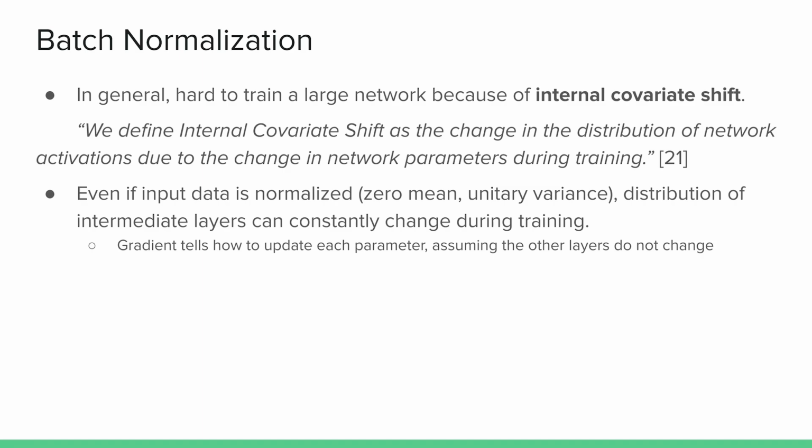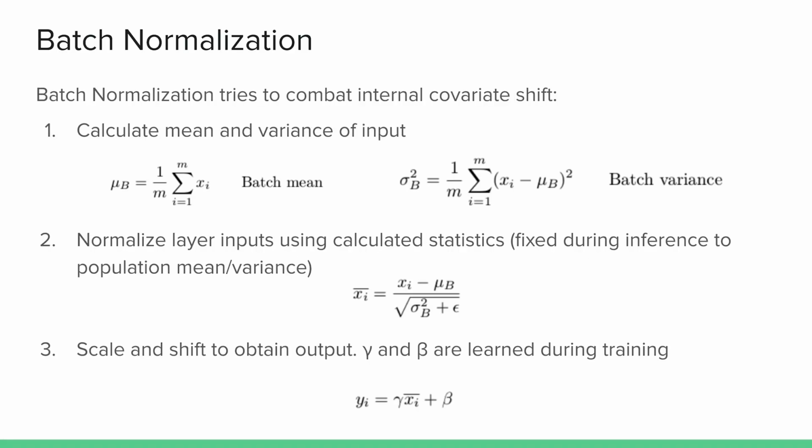Batch normalization initially came across this problem and thought, well, we can then normalize our layers. So what you do is that you think, okay, let's try to combat this internal covariate shift by calculating the mean and the variance of the input. And then we normalize our layer inputs with some calculated statistics that we compute during training and fix during inference, and then scale and shift our data to obtain the output. And how we should scale and shift our data is learned during training. That's batch normalization.